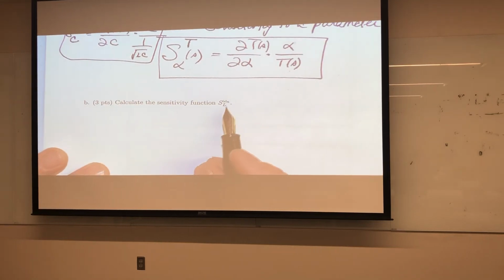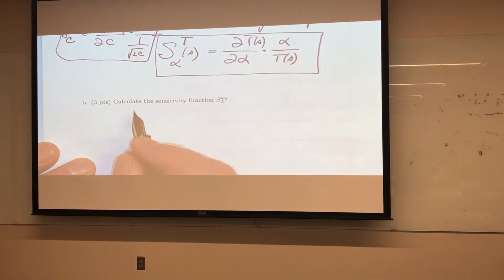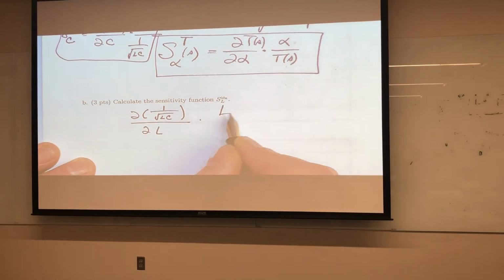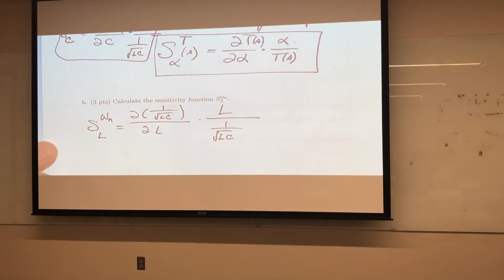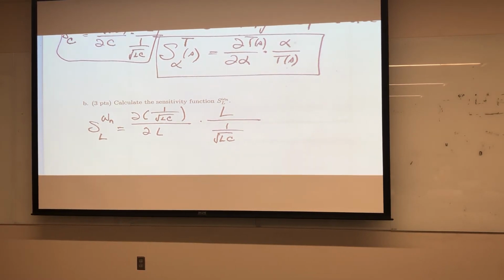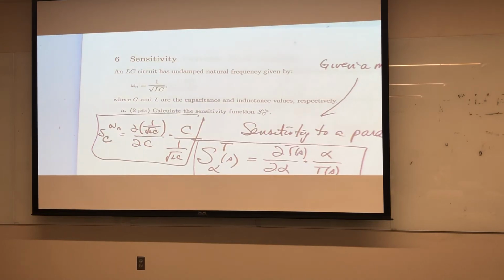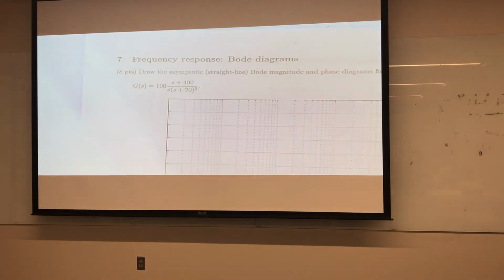Do the same thing again down here. We would calculate the derivative of 1 over square root LC, but with respect to the variable L. Then we multiply by L, and then we divide by the original model. So there's just a bunch of algebra here to do, and just a little bit of calculus. This is the sensitivity of the undamped natural frequency with respect to L. We didn't cover this topic this semester, so you won't see this problem this term.